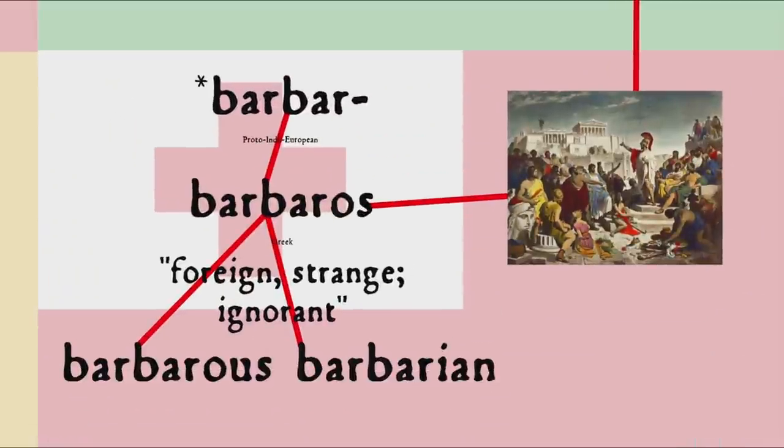Besides savage, the other word the European colonizers used in opposition to civilized was barbarous, which comes from ancient Greek barbaros, foreign, strange, ignorant, from the PIE root barbar, echoic of unintelligible speech of foreigners. In other words, for the Greeks, you had to be Greek and speak the Greek language to be civilized. Everyone else were barbarians making incoherent bar-bar-bar noises.